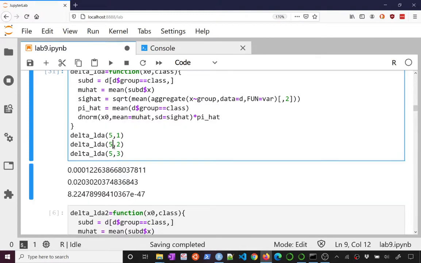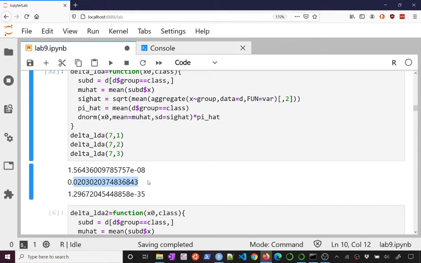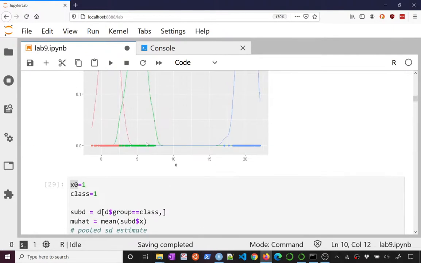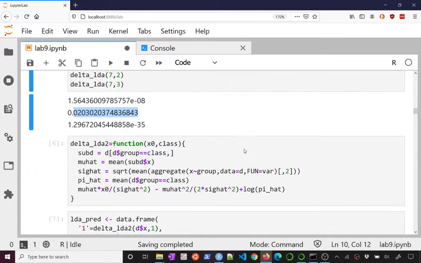Oops, I want to change that. You could change it to another, 7. You could recalculate them all. It's still going to be highest for class 2, because 7 is pretty close to these. According to the model, 7 is much more likely to come from class 2 than 1 or 3.